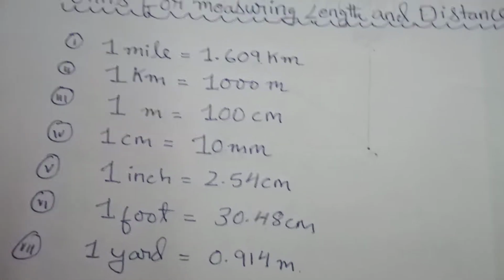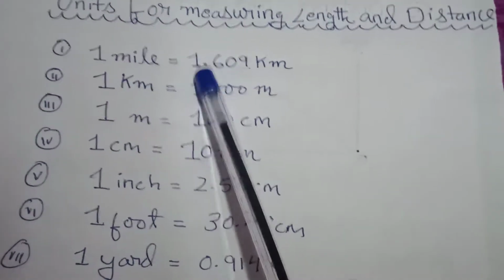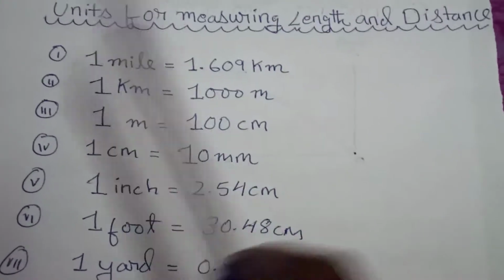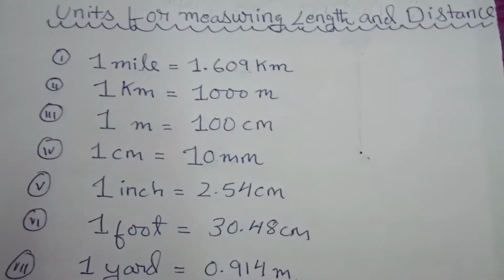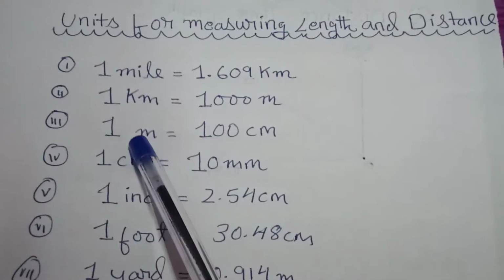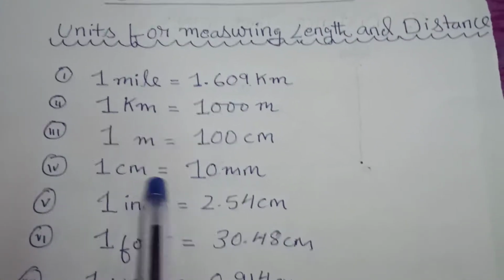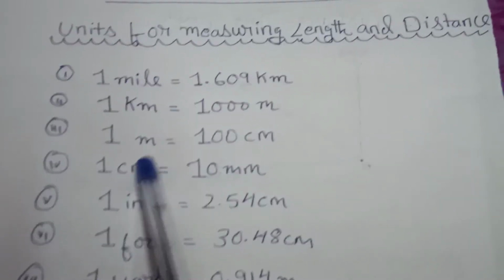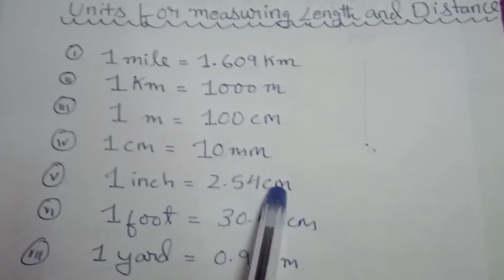Here we can see that our first one is 1 mile. So 1 mile is equal to 1.609 kilometer. Point number 2, 1 kilometer. 1 kilometer is equal to 1000 meter. Point number 3, 1 meter. 1 meter is equal to 100 centimeter. Point number 4, 1 centimeter. 1 centimeter is equal to 10 millimeter. Point number 5, 1 inch. 1 inch equal to 2.54 centimeter.